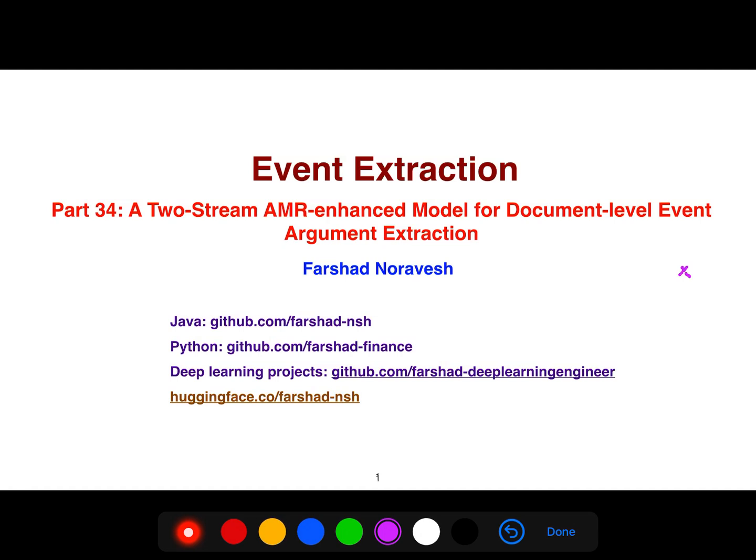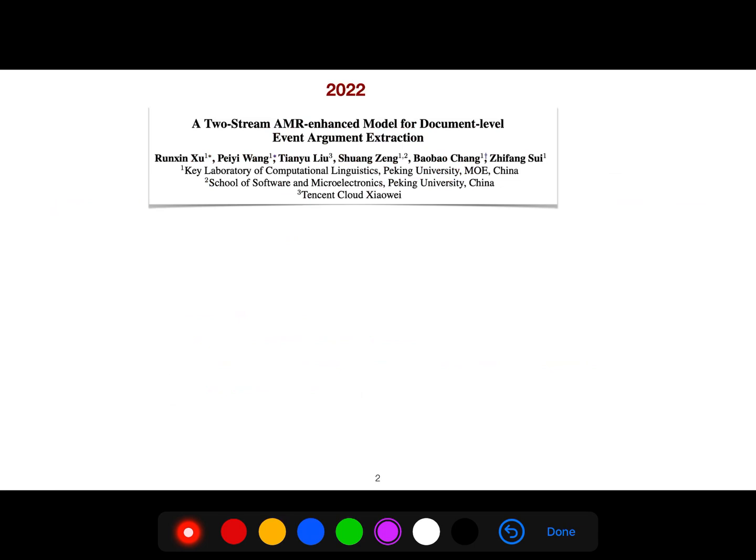Alright, so in this video I'm gonna be explaining a two-stream AMR-enhanced model for document level event argument extraction. First of all, our event extraction method is document level instead of sentence level, which is a traditional approach. Document level is much harder. Instead of dependency parsing, leveraging syntactic parsing, we are using semantic parsing like AMR, abstract meaning representation. And we train it as a two-stream AMR enhanced model. So this is a paper in 2022.